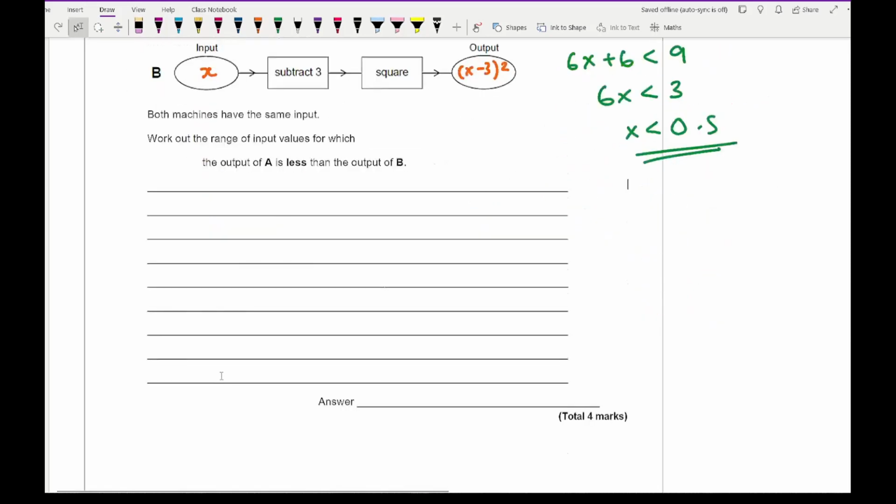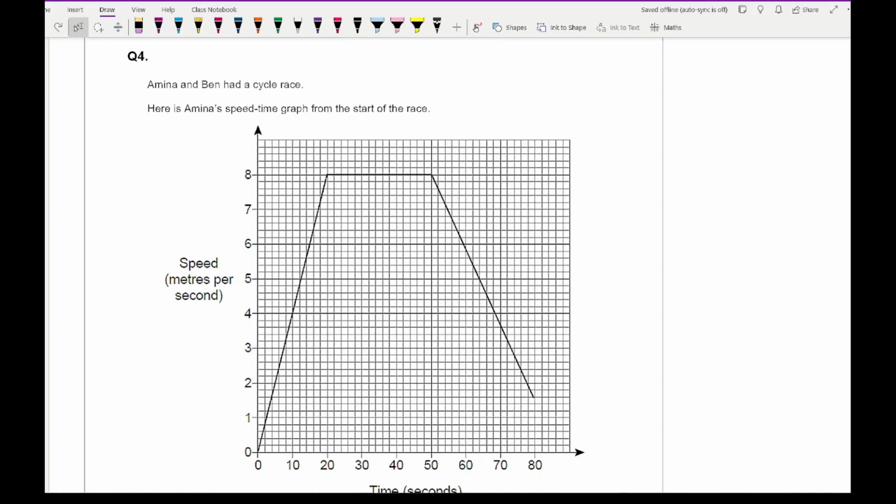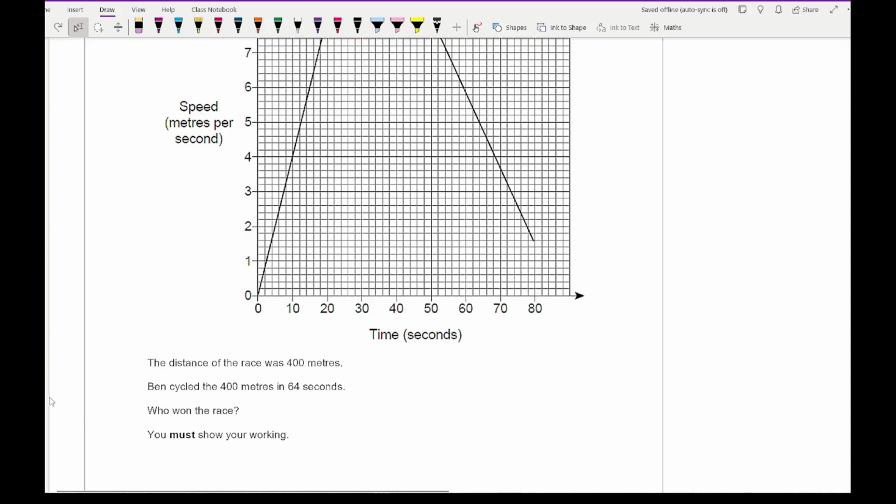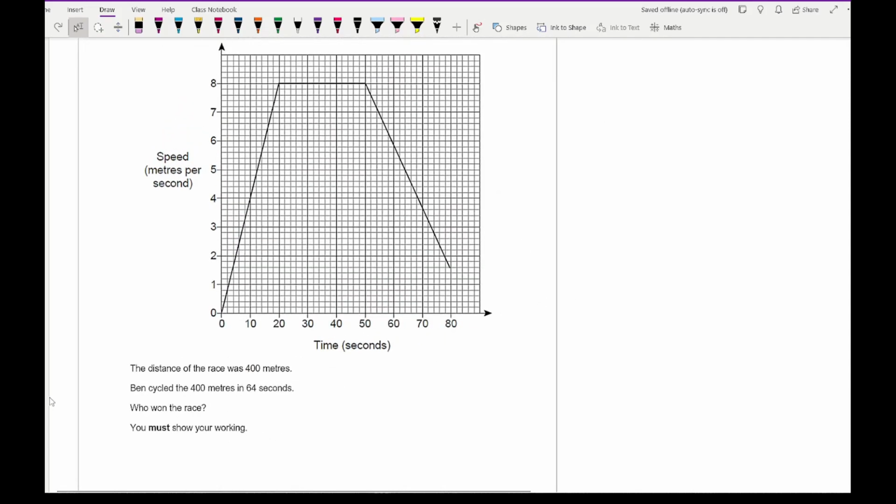So moving on to question 4, it says Amina and Ben had a cycle race. Here is Amina's speed time graph from the start of the race. And looking at the information, it says that the distance of the race was 400 meters. Ben cycled 400 meters in 64 seconds. Who won the race? You must show your working out.